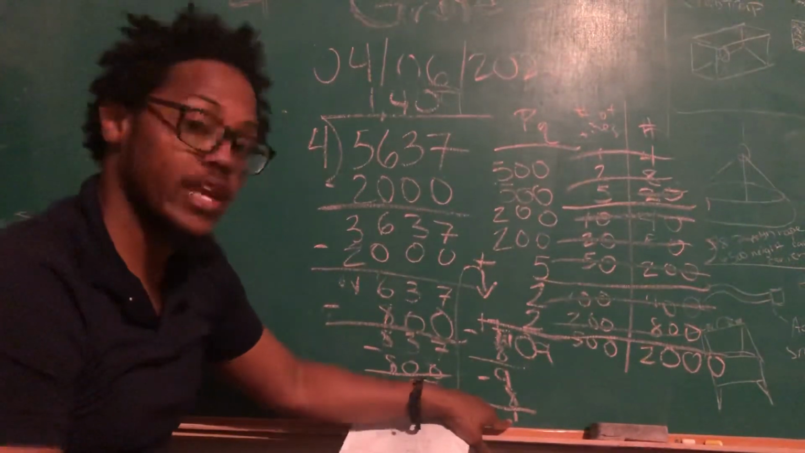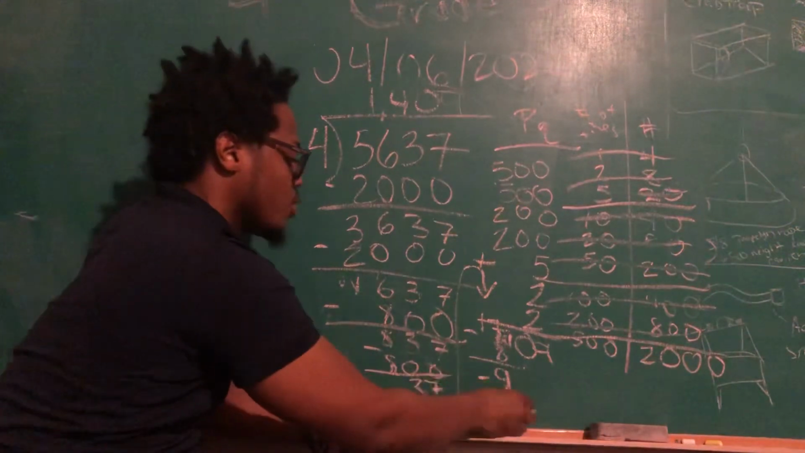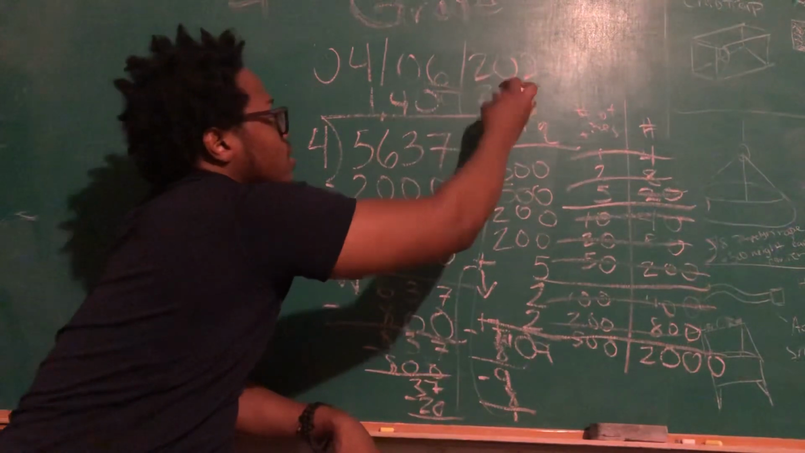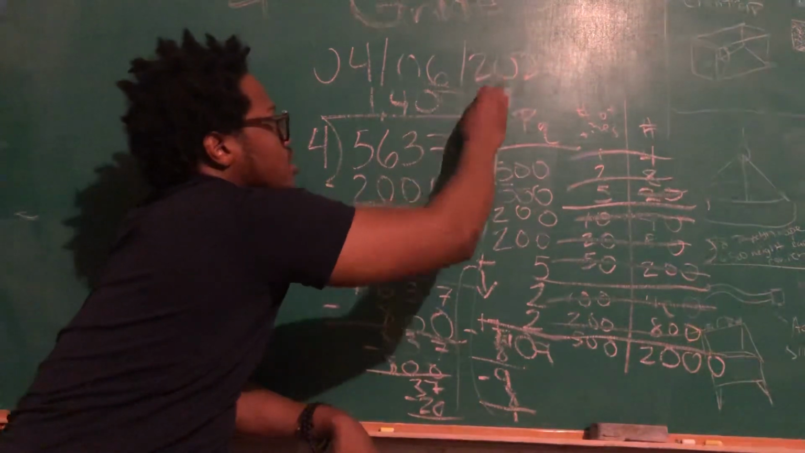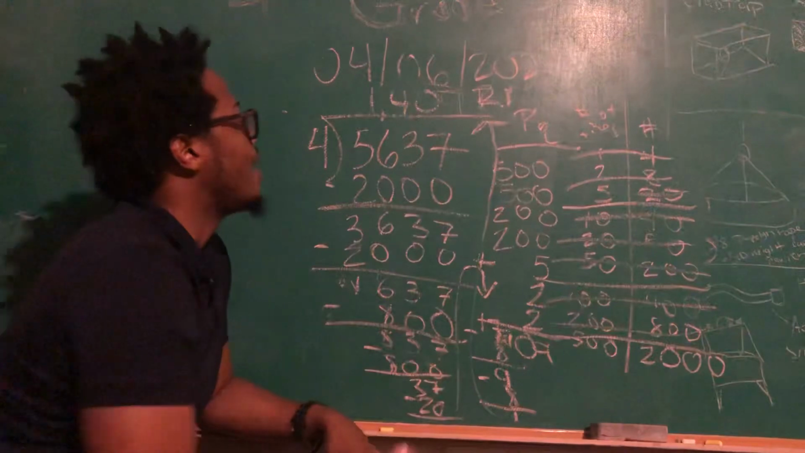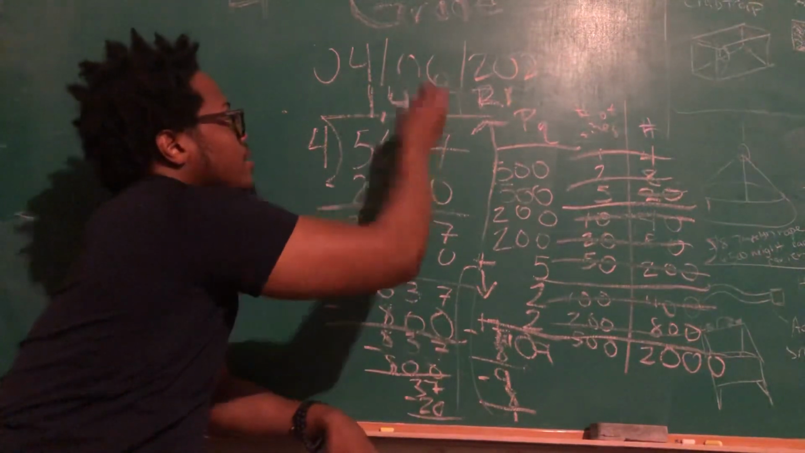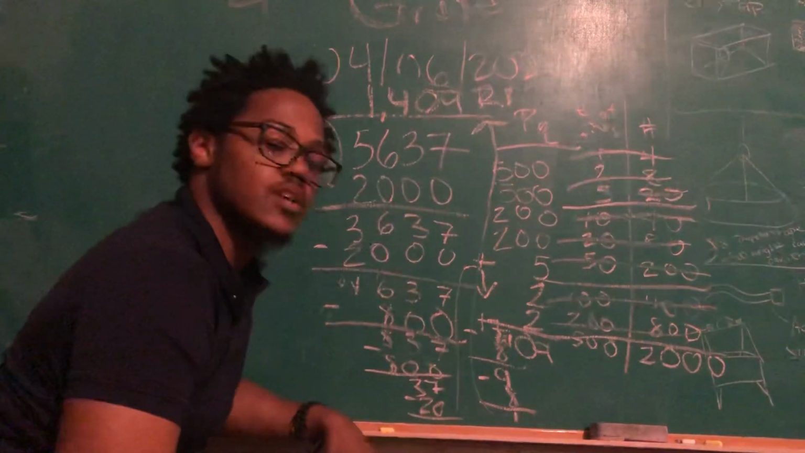It didn't factor in. It was a leftover amount. A leftover amount. So that is going to go right here, and it's still going to look like a remainder 1, just like so. And there we have it. Same answer we had before, 1,409, just like so.